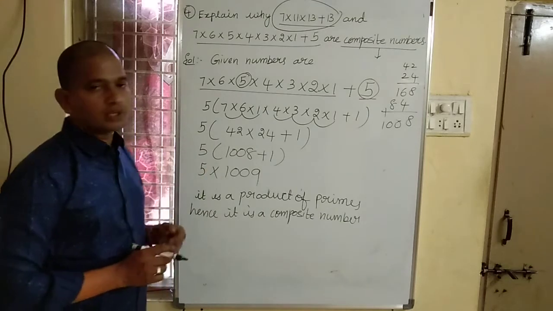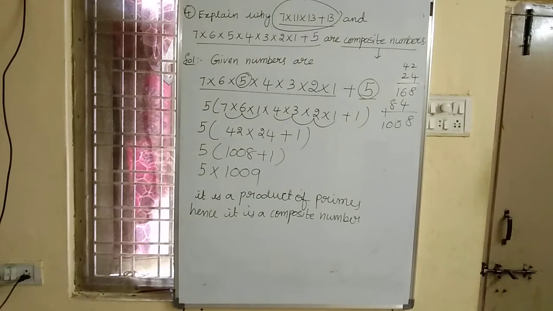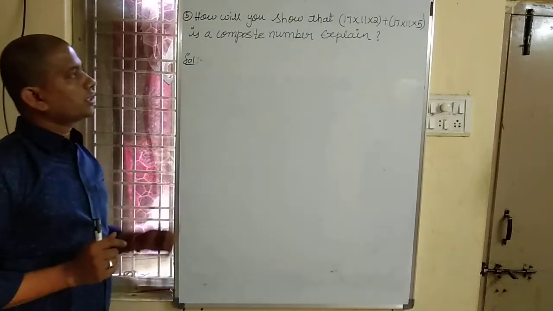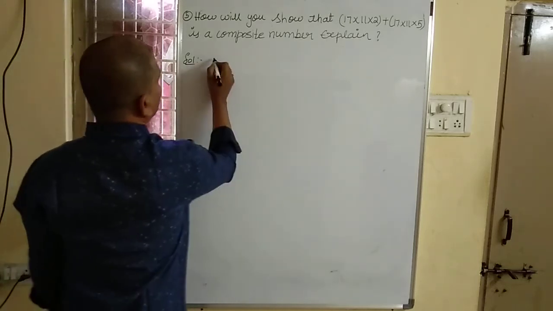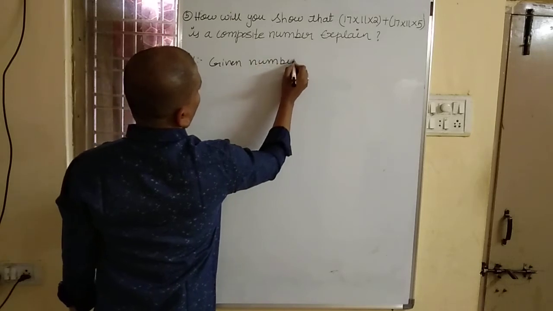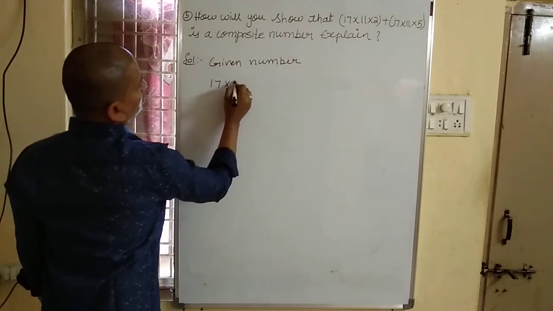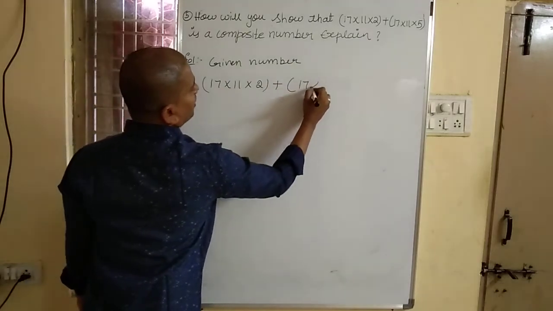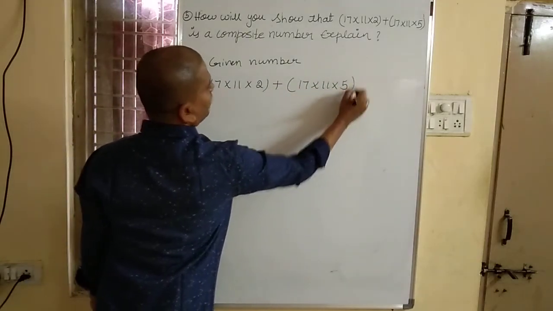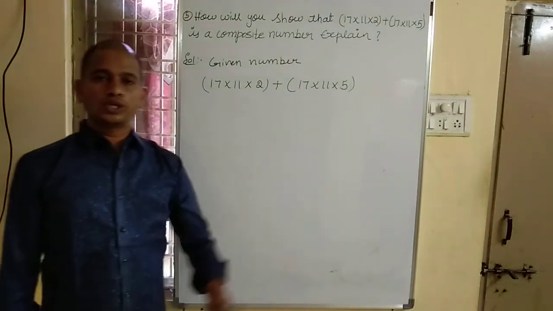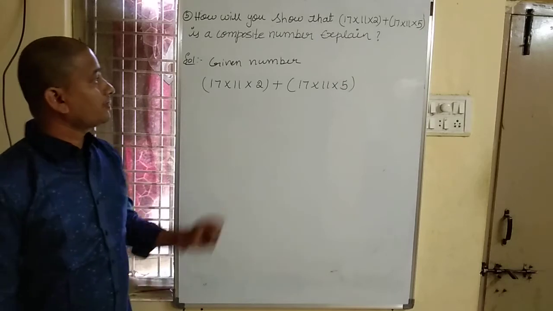Okay, we'll go with the fifth question now. The fifth question is, how will you show that the given number 17 into 11 into 2 plus 17 into 11 into 5 is a composite number? How will you show that? And also we have to explain.